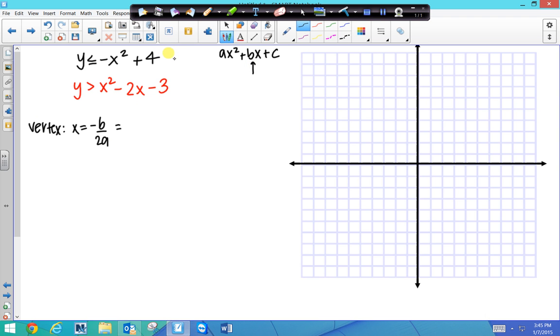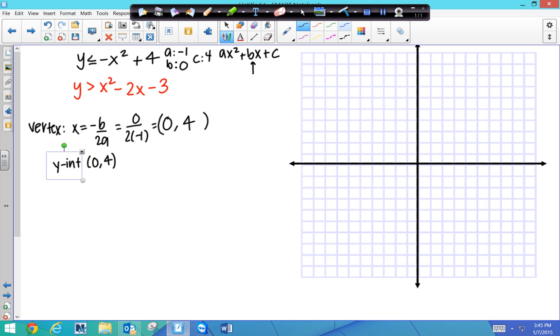So when we look at this first one, our a is negative 1, our b, we don't have an x term, so our b is 0, and our c is 4. So when we plug this in, we're going to have 0 over 2 times negative 1. And 0 divided by anything will still be 0. And so when we find the other part of our vertex, we're going to take that 0 and plug it in. So 0 squared is 0 plus 4 is 4. And that's also going to be our y-intercept. So our y-intercept is also 0, 4.